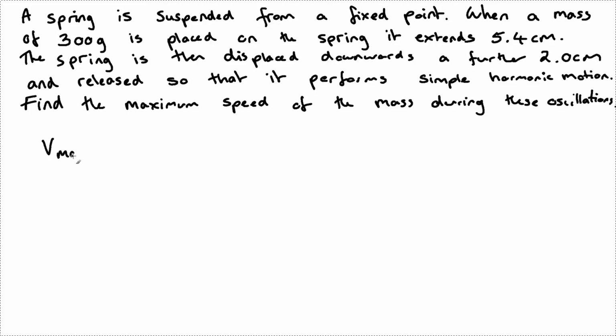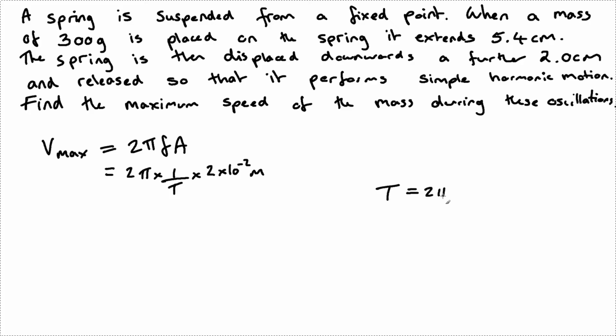Well, we know a formula for maximum speed of simple harmonic motion, and that is Vmax is 2 pi f A. So if we multiply 2 pi, frequency is 1 over period, by the amplitude, so we're extending it 2 centimeters, 2 times 10 to the minus 2 of a meter, we could determine Vmax. The problem is we don't know the period at the moment, but of course for a mass spring system we can work out the period using T equals 2 pi square root m over k.